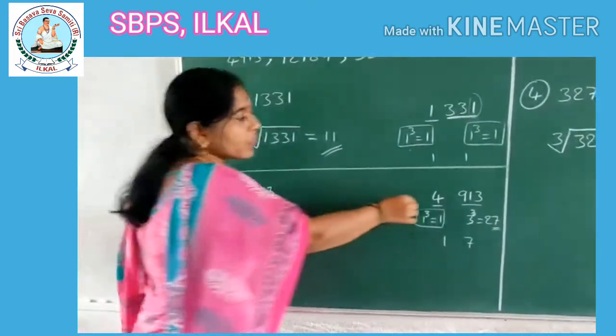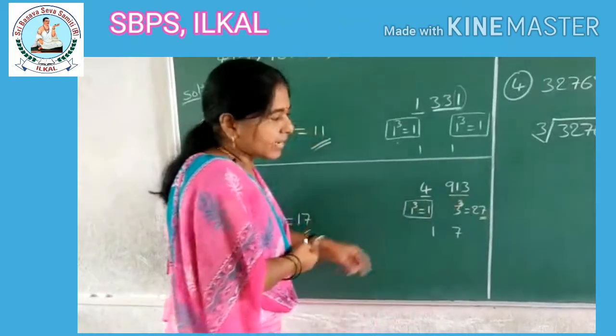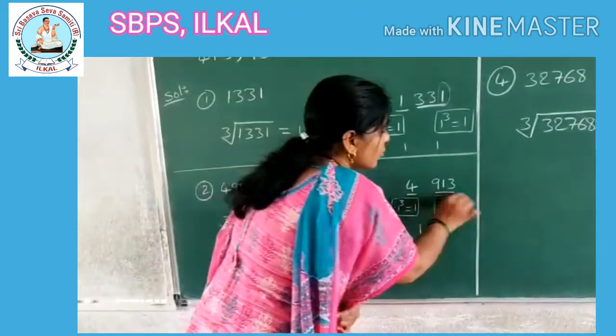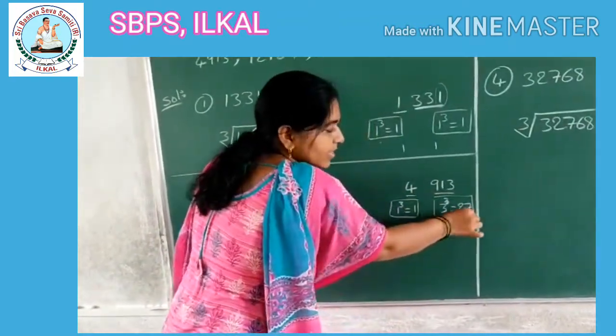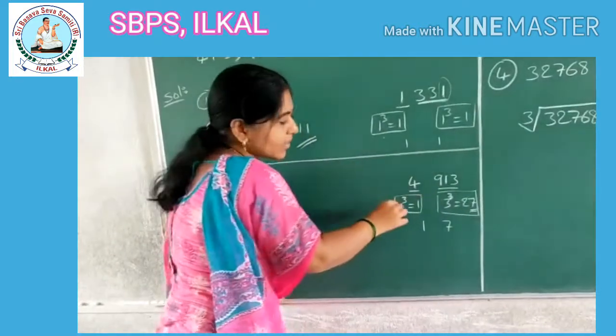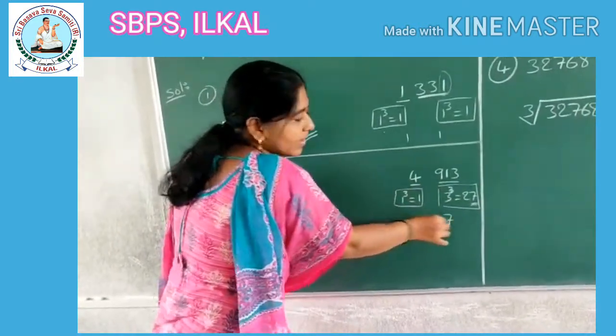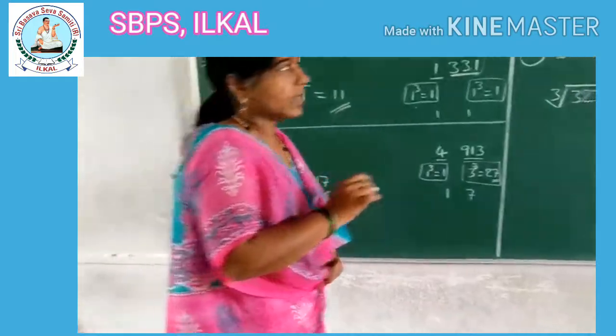I have written 4 separate and this 3 digits separate. Here 3 cube value is 27. Here last digit, 1's place is 7. It is a single digit number, children, then 1 cube is equal to 1. It is 17. I have written.